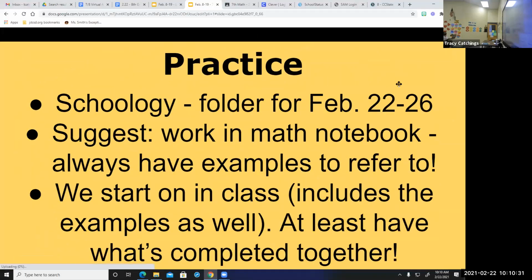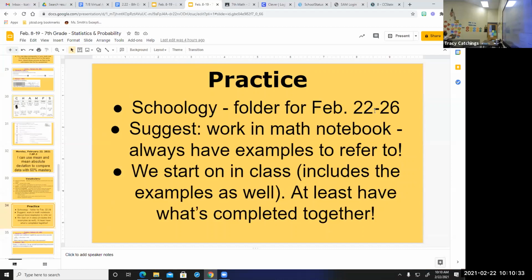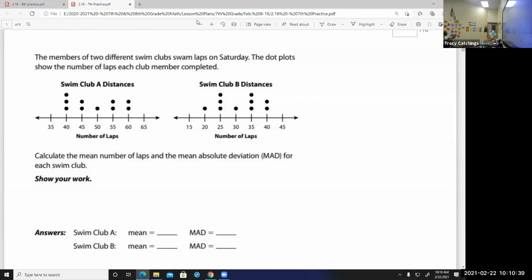Your practice is in its normal spot, for February 22nd through 26th. If you haven't already got there, go ahead and get there. I'll give you a few minutes to get there.